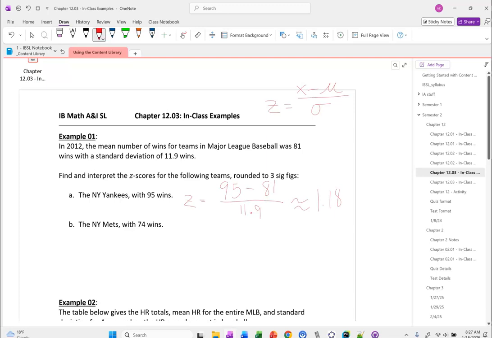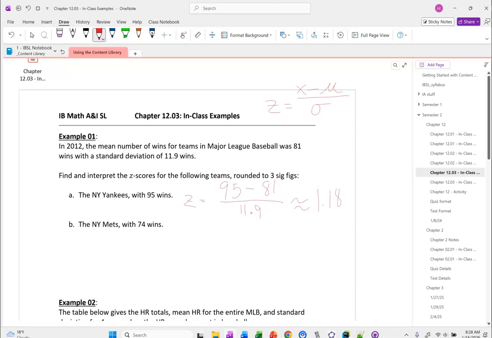So we would say in this case the New York Yankees win total was 1.18 standard deviations above the mean. Since it was a positive number, they're above; if it was a negative number, we'd say it was below. And that makes sense, right? If they won 95 and the average was 81, they're winning more than average.